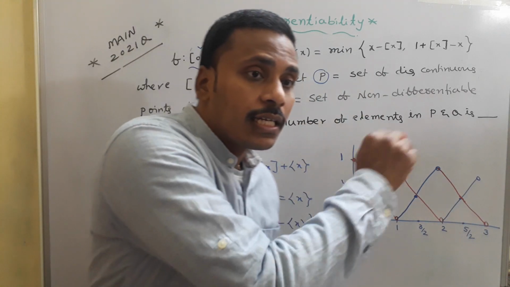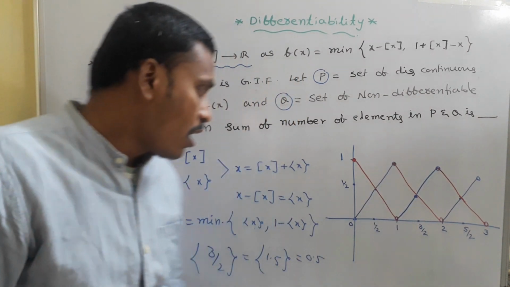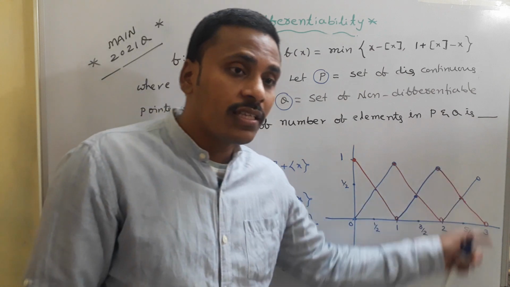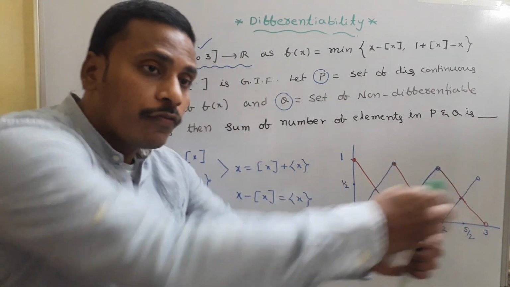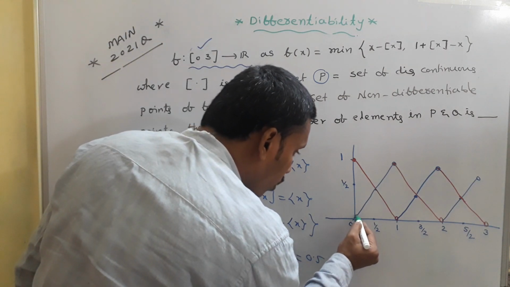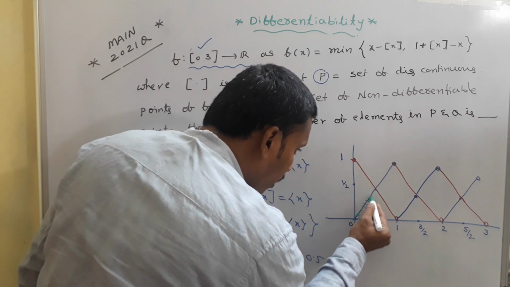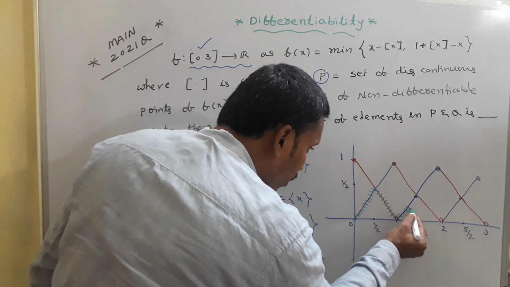Now these red color lines indicate the graph for 1 minus fractional part of x, whereas these blue color lines indicate the graph of fractional part of x. But always I need to identify the minimum of these two. While identifying the minimum, I am just highlighting this. Just have a look. Okay, I am just marking like this. This is the graph actually what we need, because we are identifying the minimum, right?